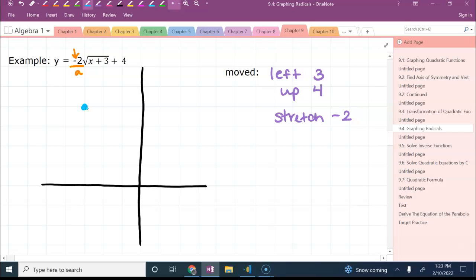And then that stretch is negative 2. So I'm going to go over to the right, but instead of going up 2 like I did on the previous one, I'm going to go down 2 because it's negative. And so this graph is going to go like this.